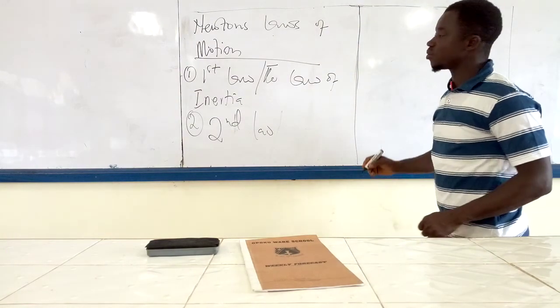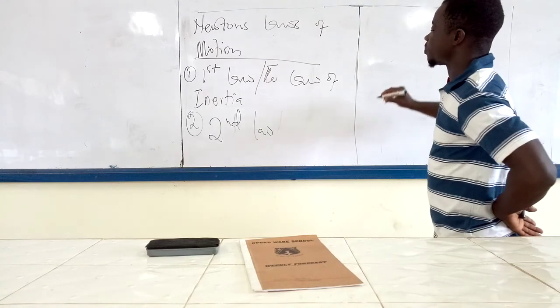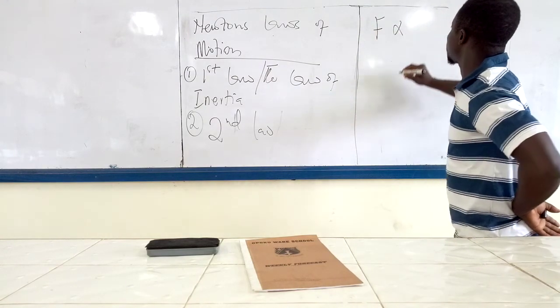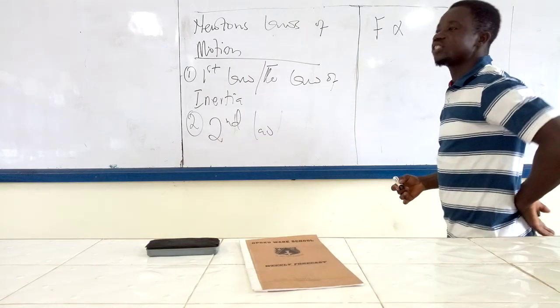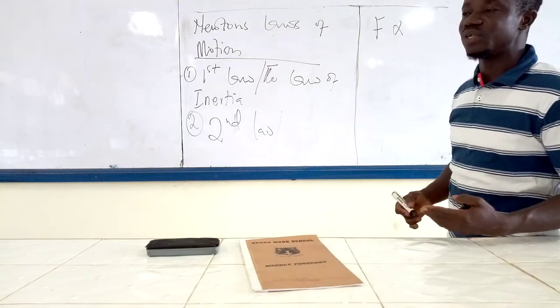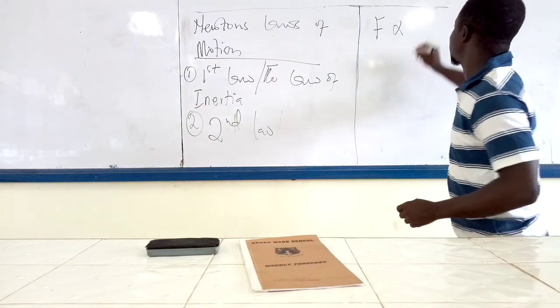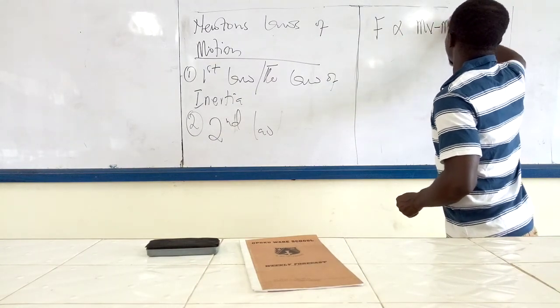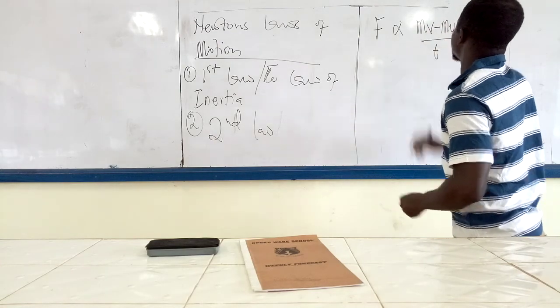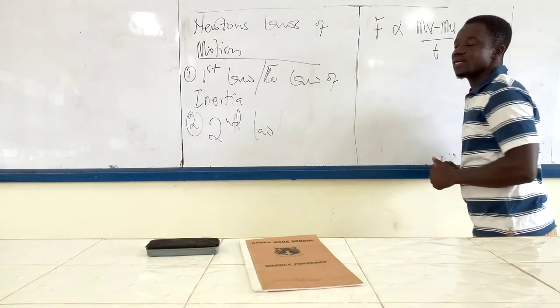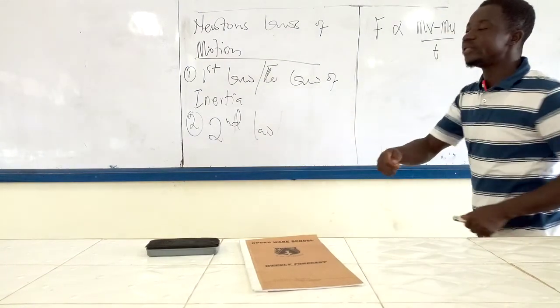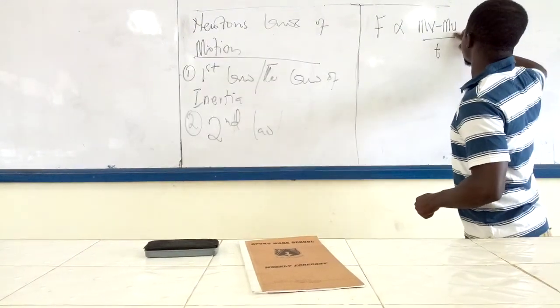Newton's second law is interpreted as this: the force applied is proportional to the rate of change of momentum. Rate of change of momentum means change in momentum per time taken. So momentum, mv minus mu, all over t. What is mv? Momentum after collision. What is mu? Momentum before collision. The u stands for the initial velocity.